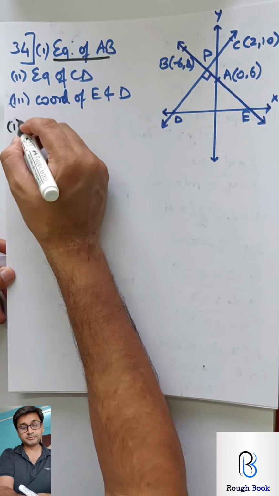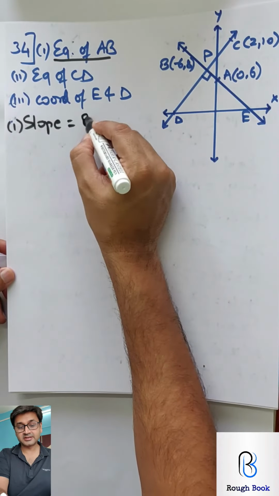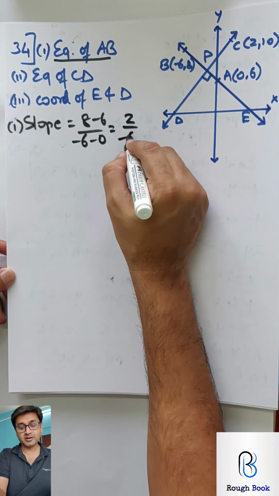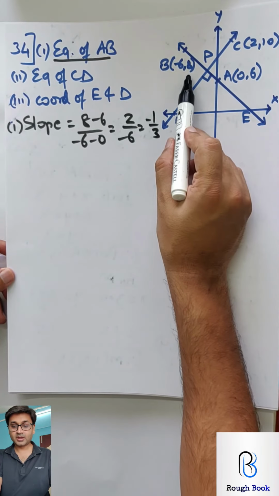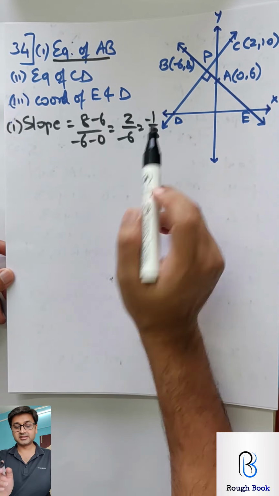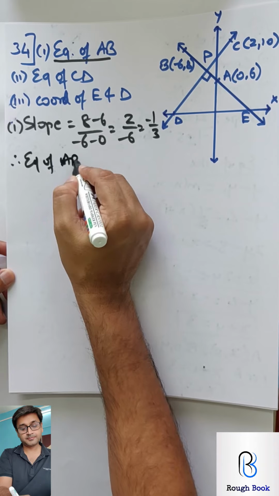So first, the equation of AB. Let's get the slope. Getting the slope first, 8 minus 6 minus 0. So 2 by minus 6, I get 1 by 3 negative. I hope I am correct. 8 minus 6 minus 0. So 2 by minus 6, correct. So therefore the equation of AB.